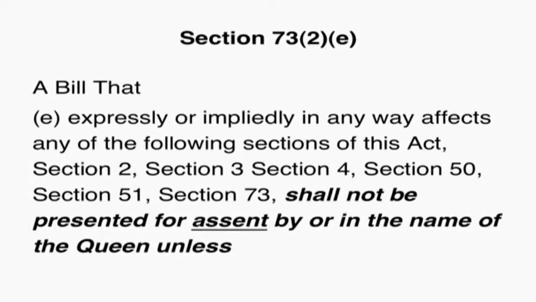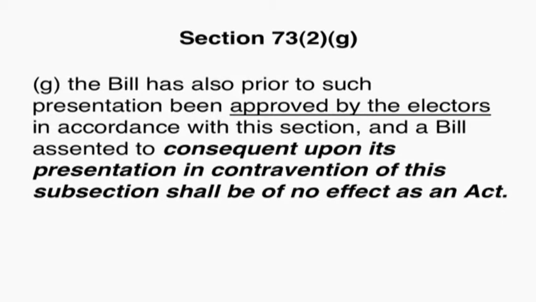Expressly or implicitly in any way affects any of the following sections of this Act. Section 2, 3, 4, 50, 51, 73. Shall not be presented for assent by or in the name of the Queen unless the bill has also, prior to such presentation, been approved by the electors. So that means the elector has to see it before it can get its sign-off.